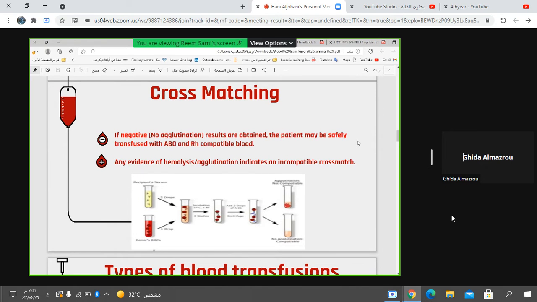Okay, as you can see here, we can have 2 results after mixing the patient plasma and the donor RBCs. Either we will have agglutination, which would indicate hemolysis, or no agglutination. If there's no agglutination, this indicates the patient can be safely transfused with the ABO RH compatible blood. Okay, next slide.